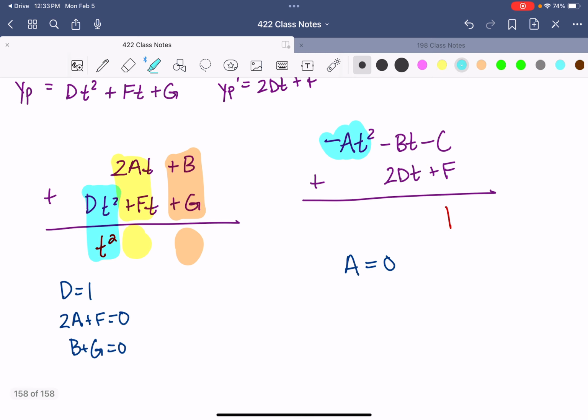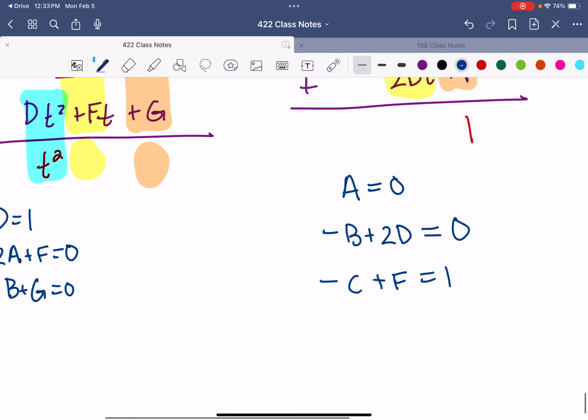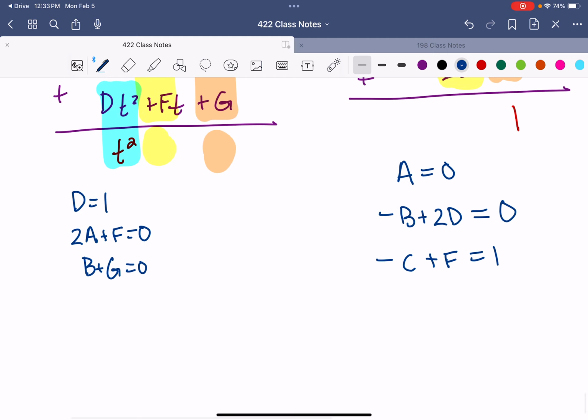Then if I look at the second column, I have negative b plus 2d. And there are also no constant terms down below, so that also has to be 0. And then my third term, the negative c plus f, has to be 1. And now I have 6 equations and 6 unknowns that I should be able to solve. So far I've already got 2 of them. I already have d equals 1. So we've got that one. Check that one off the list. And we have a equals 0.